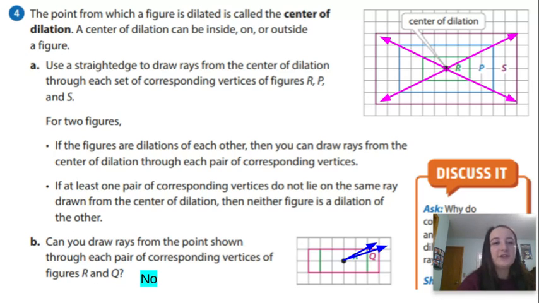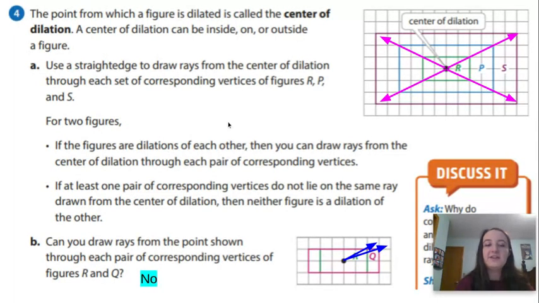We want to use a straight edge to draw a ray from the center of dilation through each set of corresponding vertices of figure R, P, and S. So we have our center of dilation point right here, and we just need to draw our line so it goes through the corner of R, the corner of P, and the corner of S. And you're going to do that for all 4 corners.